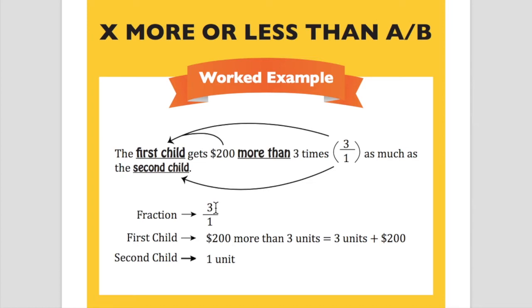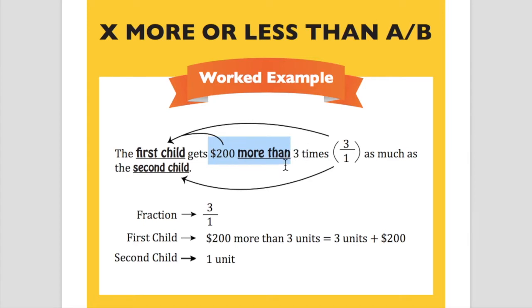Now, let me ask you a question. What if I just simply do not look at this part? The one that I'm highlighting, $200 more than, what if the question did not have that? It just says the first child gets 3 times as much as the second child. You're like, wait, I know that. That's so simple, right? That's the A over B. So if I had said that the first child gets 3 times as much as the second child, you would know immediately the first child gets 3 units and the second child gets 1 unit, right? So simple.